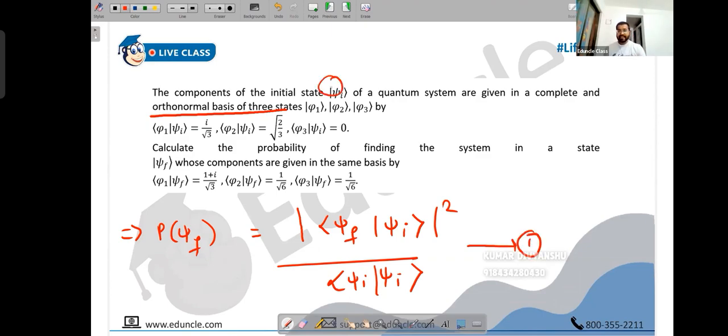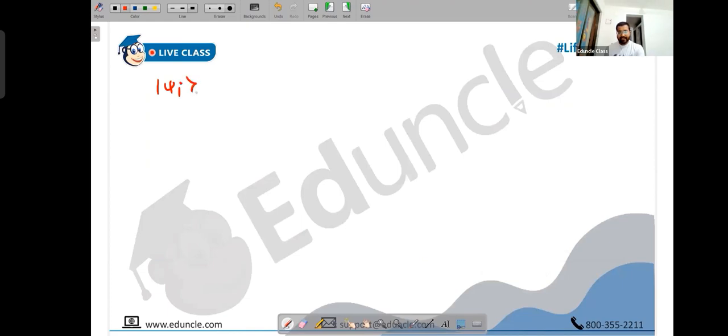Now listen, the initial state has got three orthonormal bases. What is the meaning of three orthonormal bases? It is a linear combination of all of them. So I can say psi I is a linear combination C1 phi 1 plus C2 phi 2 plus C3 phi 3. We don't know the values of C1, C2, C3 now. Why? Because they have mentioned it's an orthonormal basis, and orthonormal basis forms a linear combination for any wave function. But we have no idea about the values of C1, C2, C3 yet. We can calculate that. How?